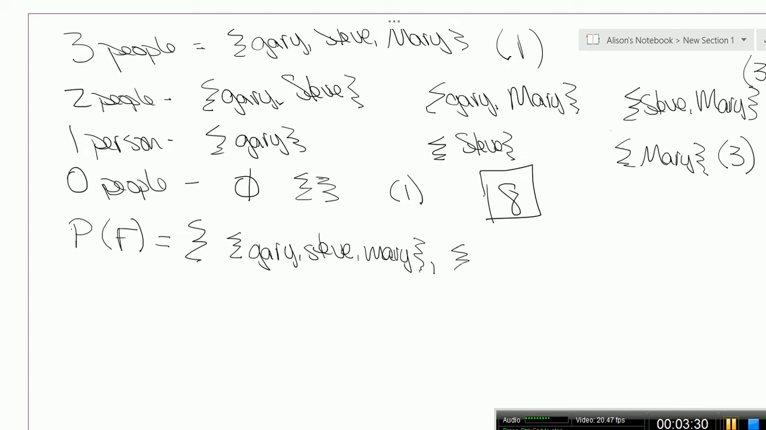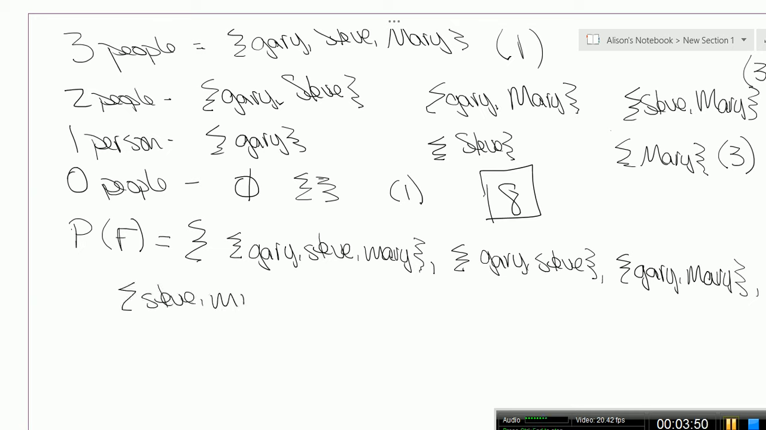The next grouping were by 2. And so then I'm going to put Gary and Steve as another way that I can group them, comma separated from Gary and Mary. And then if you don't mind, I'm going to have to drop down into the next line. We're going to have Steve and Mary. Those were all of the groupings that I found of 2, but we also found groupings or subsets of 1.